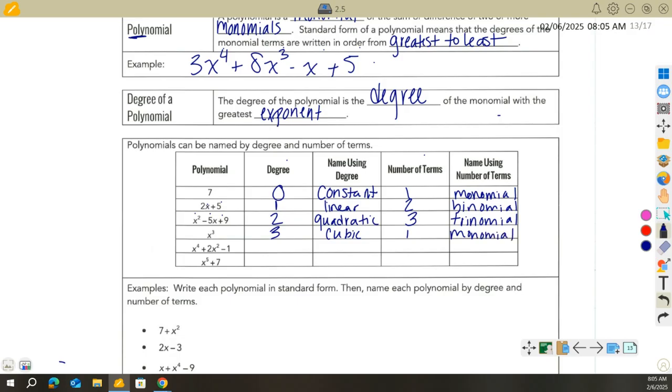Next, we have x to the 4th plus 2x squared minus 1. This has a degree of 4. We could call this a quartic, but once you get to a certain point, we just start calling it 4th degree, 5th degree, so on. So we'll just call it a 4th degree. We have 3 terms, so this is a trinomial. And last, we have x to the 5th plus 7. This has a degree of 5, so this is a 5th degree. We got 2 terms, so this is a binomial.